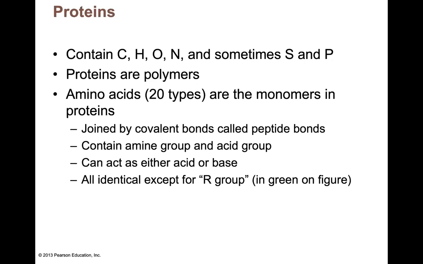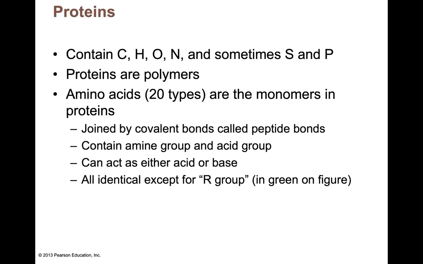Okay, our third category is proteins. They will contain carbon, hydrogen, oxygen, and nitrogen, and sometimes sulfur and phosphorus. Proteins are polymers. They're made up of amino acids, and there are 20 different amino acids that we typically find. Amino acids are joined by covalent bonds called peptide bonds. They will contain an amine group, and they will also contain a carboxyl acid group.